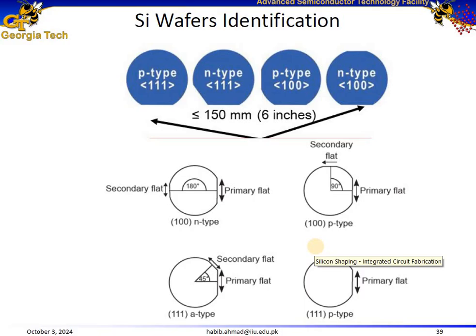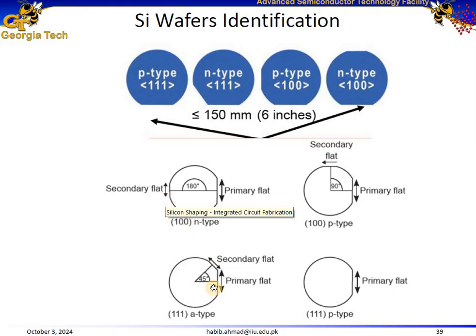The primary flat is the largest flat on the wafer and helps indicate the wafer's crystal orientation. Similarly, the secondary flat is smaller and it helps identify the doping type, N-type or P-type. Then we can have different flat configurations. For example, a silicon 100 N-type wafer has a primary flat and a secondary flat located at 180 degrees opposite to the primary flat.